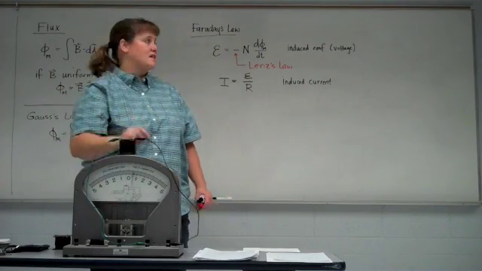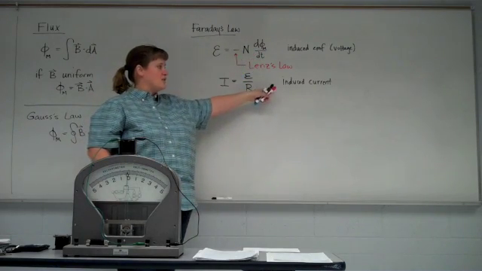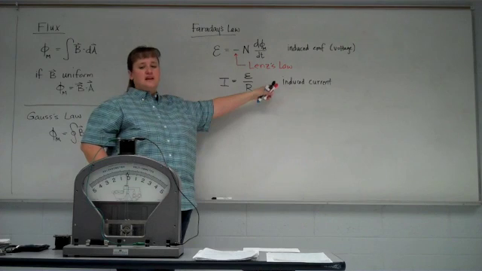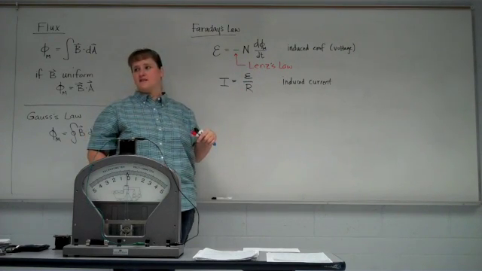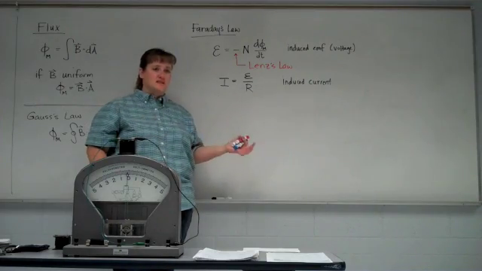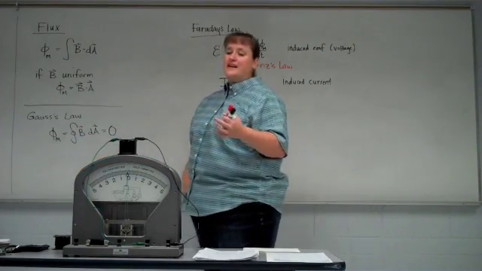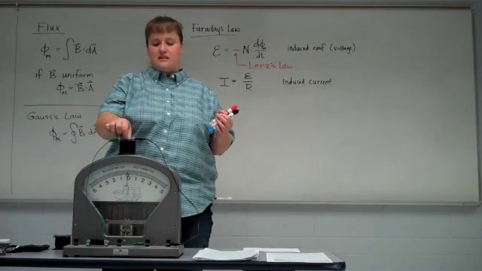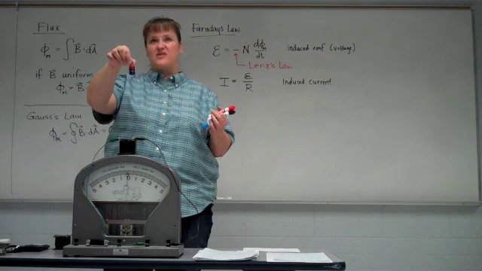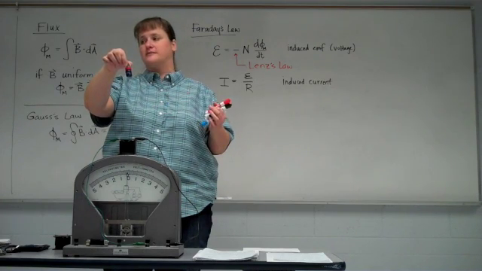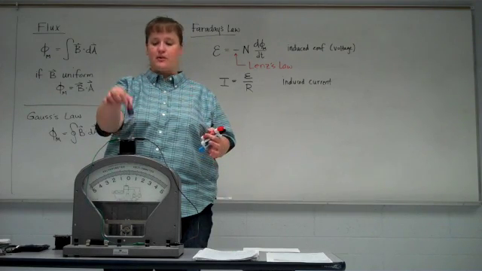Lenz's law tells us that the induced voltage, or if you want to talk about the induced current, is always in a direction to oppose the change in flux. So that negative sign is the opposition, to oppose change in flux. That means, for example, as I bring my magnet out, what's happening to the flux? Is it getting bigger or smaller? So the magnet was already in, and I'm pulling it out.